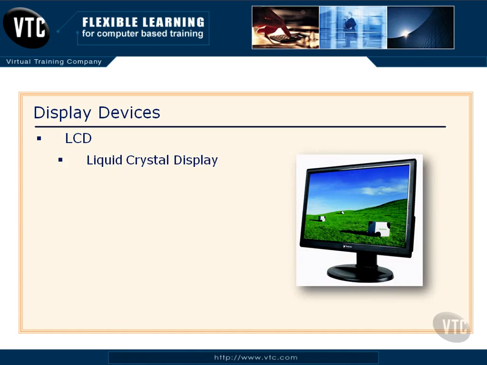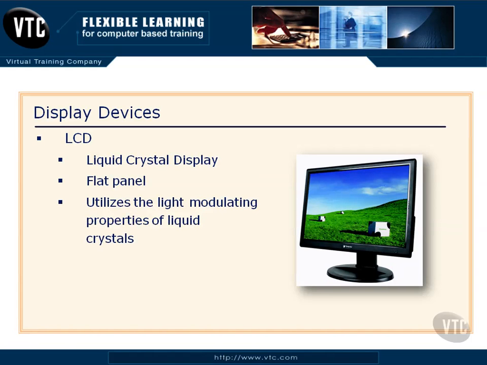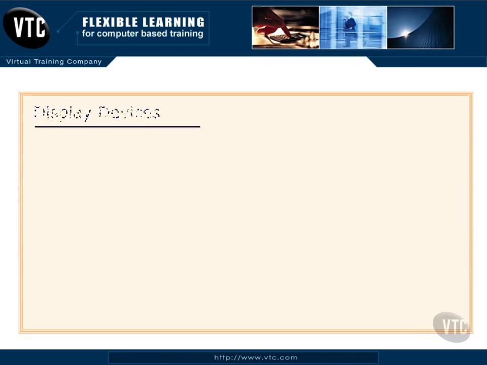LCD is liquid crystal display. This is what a lot of us see as monitors everywhere. It's also called a flat panel. What an LCD does is it utilizes the light modulating properties of liquid crystals. So it's basically a little layer of liquid crystals with a backlight that's shining through these, and the crystals do not emit light directly. Watch for any kind of terminology about the crystals not emitting light, then you're talking about an LCD. And why is that important?